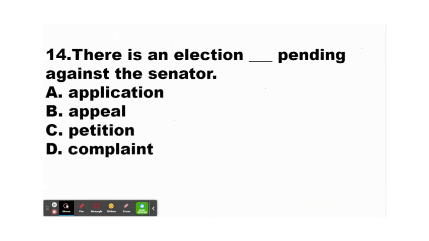Number 14, there is an election dash pending against the senator. A, application, B, appeal, C, petition, D, complaint. C is the correct option, petition, election petition, okay?